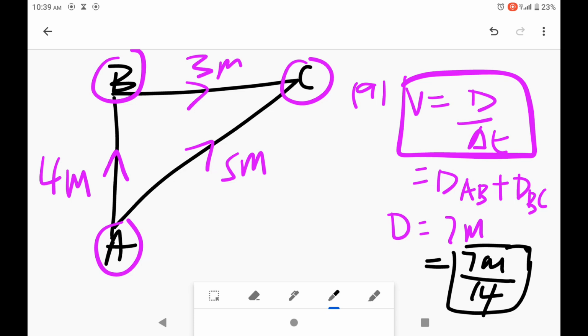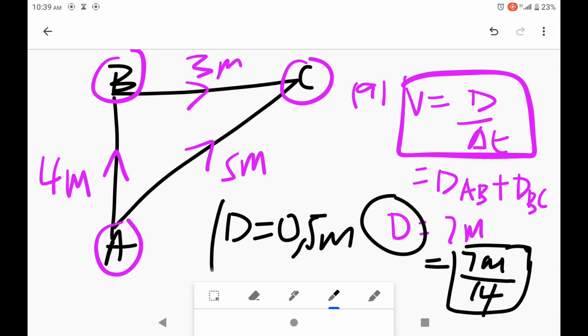So you're going to divide 7 meters by 14 seconds. You will find your speed. Take out your calculator and punch. You're going to get 0.5 meters per second. Distance is always in meters, same thing with displacement. You see, so this is how you calculate the average speed.